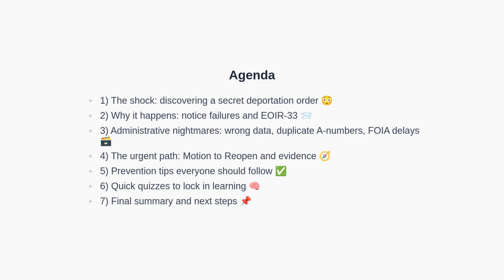In this agenda, we will start with the discovery moment, then transition to the legal reasons behind in absentia orders, followed by administrative record errors. After that, we will move into concrete action steps for filing a motion to reopen, provide prevention strategies, and wrap up with quizzes and a concise summary.